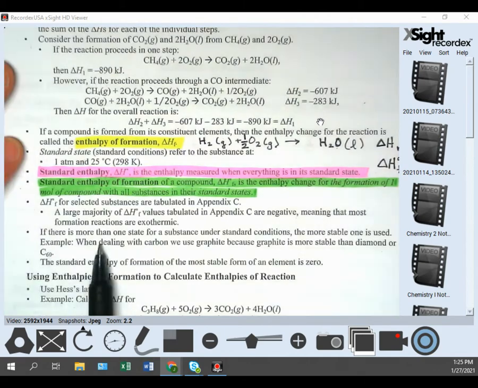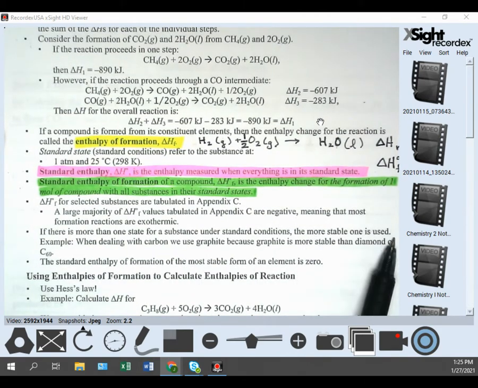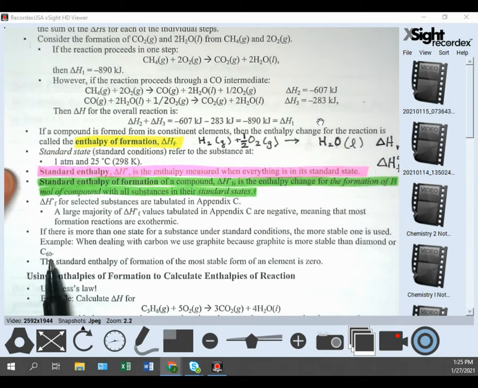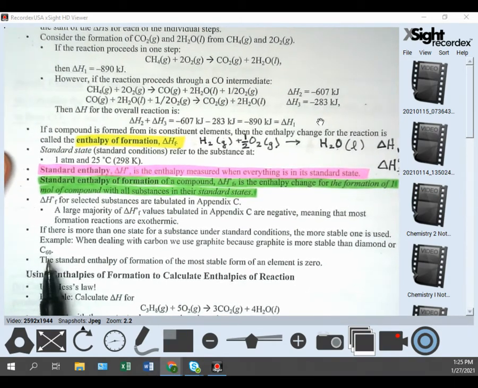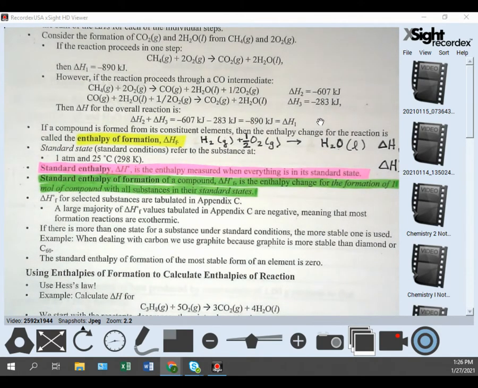If there is more than one state for a substance under standard conditions, the more stable one is used. For example, when dealing with carbon, we use graphite because graphite is more stable than diamond or C60, which is a buckyball. This is super important. I've already highlighted a lot. I'll mark it with red.